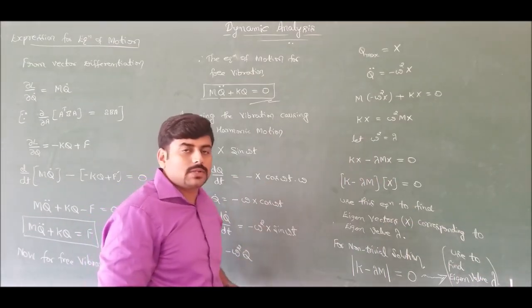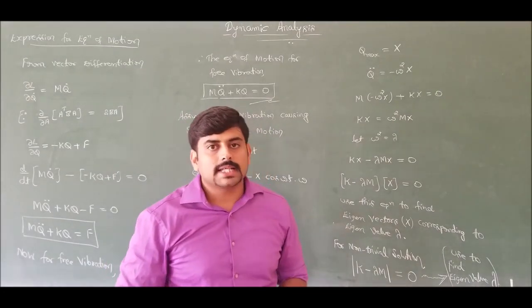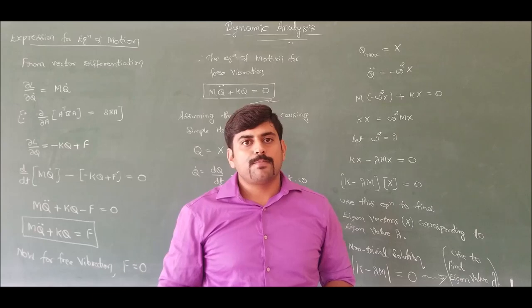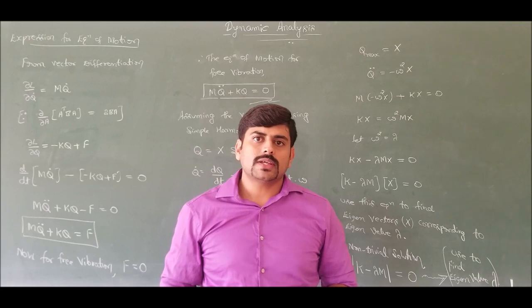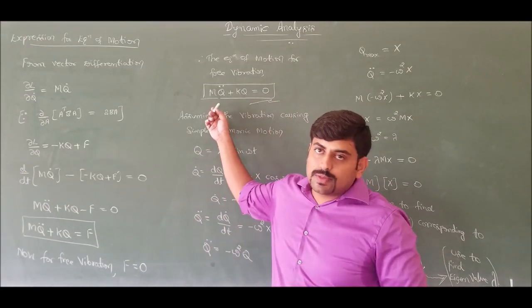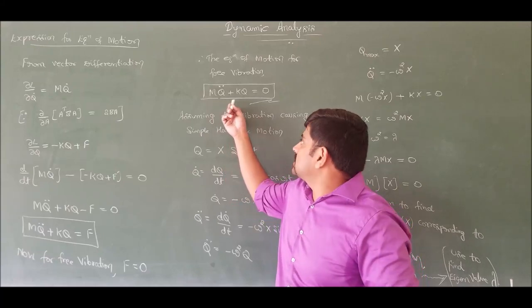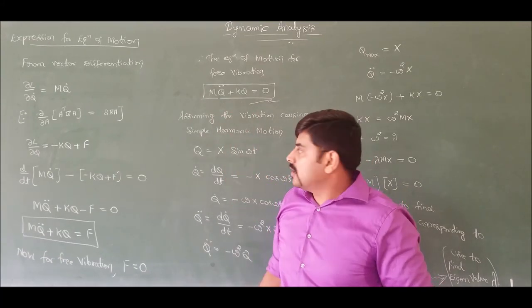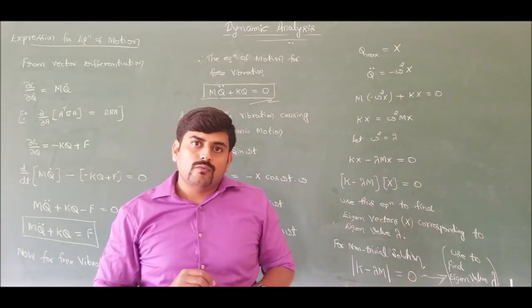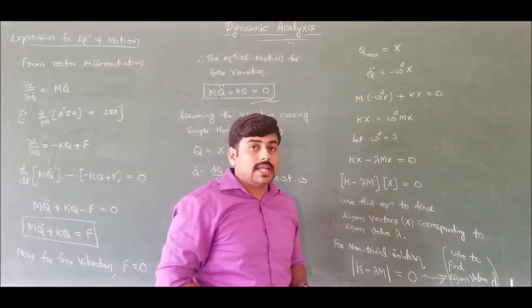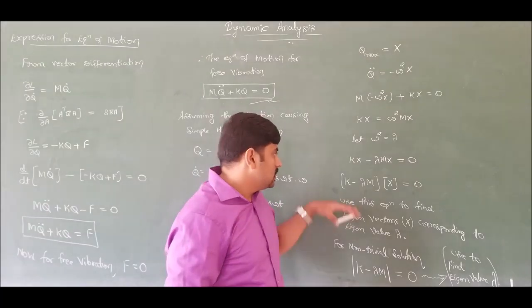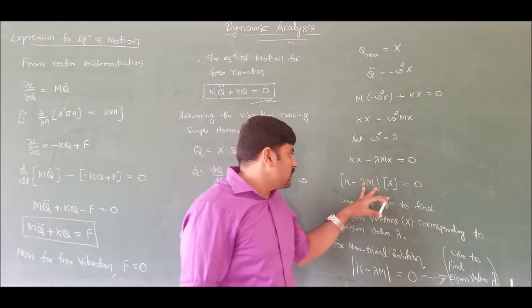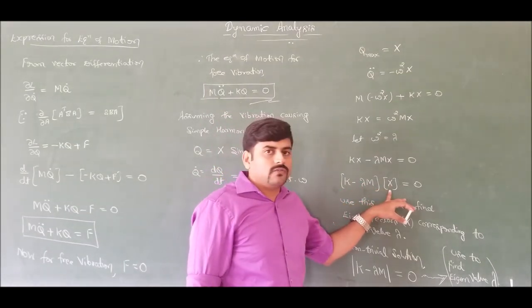This is about our introduction to dynamic analysis. In this lecture, I have explained the procedure to determine the equation of motion for dynamic analysis, and also how to determine the eigenvalue and eigenvector. The equation of motion for free vibration boils down to mass times the acceleration plus stiffness matrix times the displacement is equal to 0. Whereas the eigenvalue is lambda, which is nothing but the square of the natural frequency, and the eigenvector x is obtained by using this equation. For the different values of eigenvalues, I will get the different values of eigenvectors.